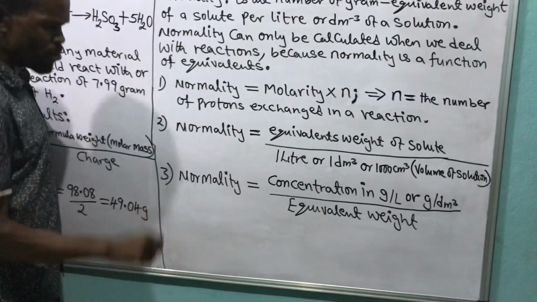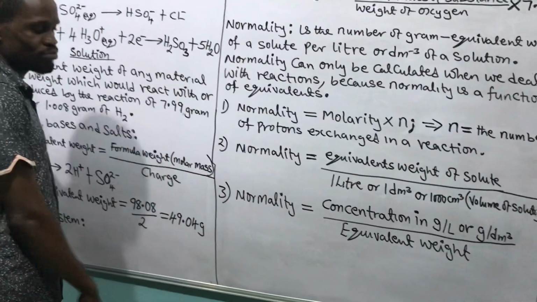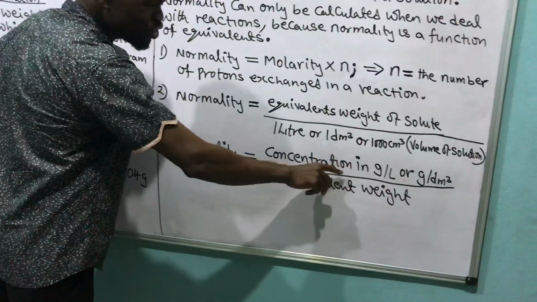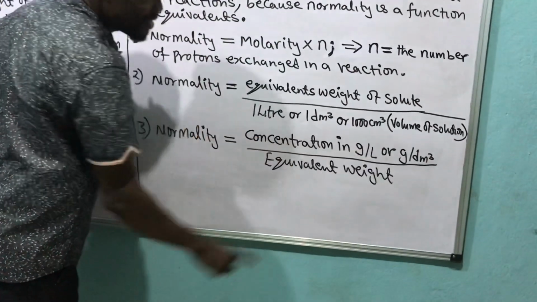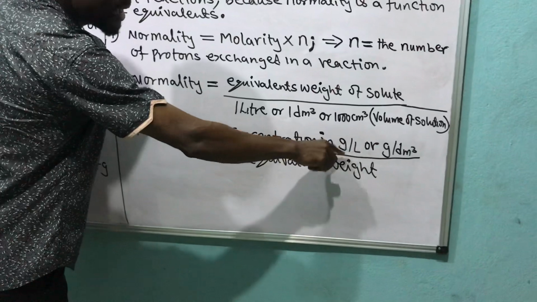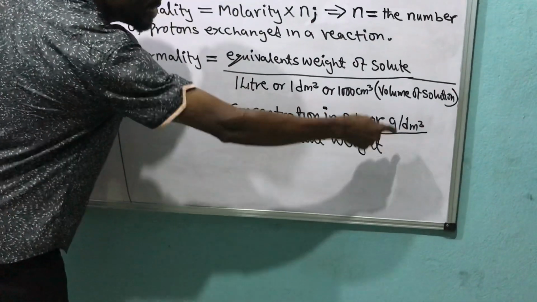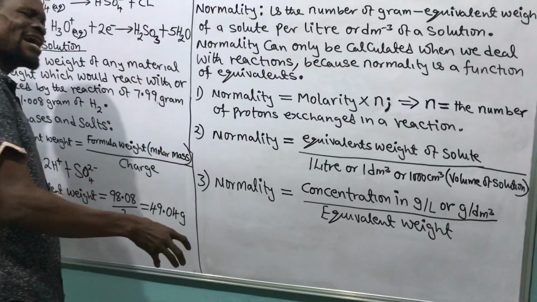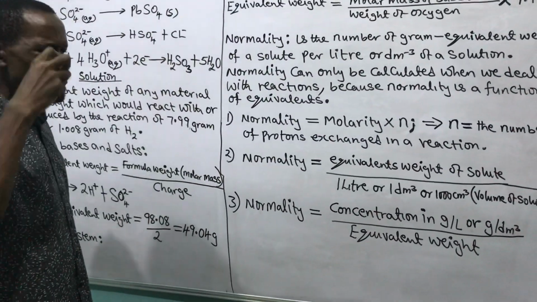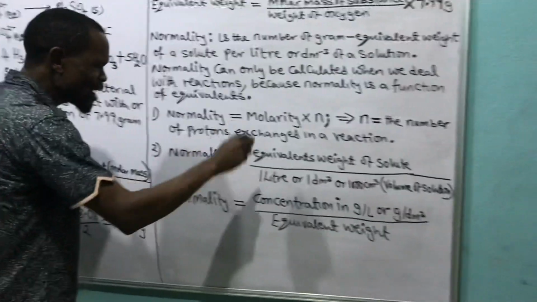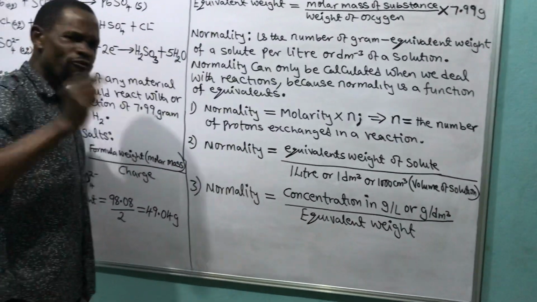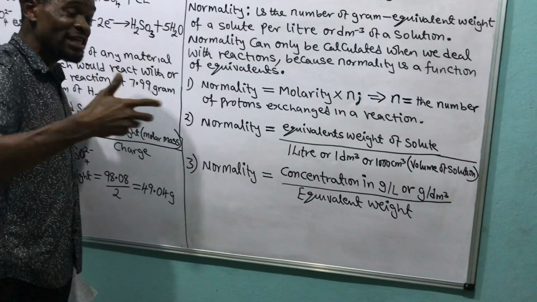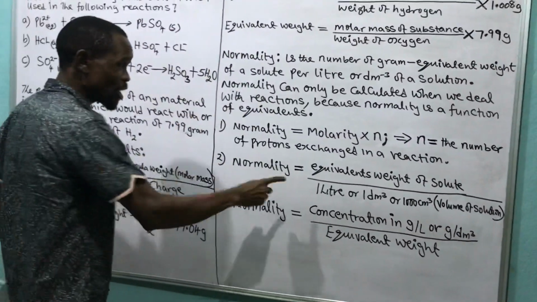Normality. Third formula, because we're going to use this now. Normality equals concentration in gram per liter, or gram per dm cube, divided by equivalent weight. These three formulas are what you need to put in your brain when you want to calculate normality. You have to bring them out offhand immediately you talk about normality.